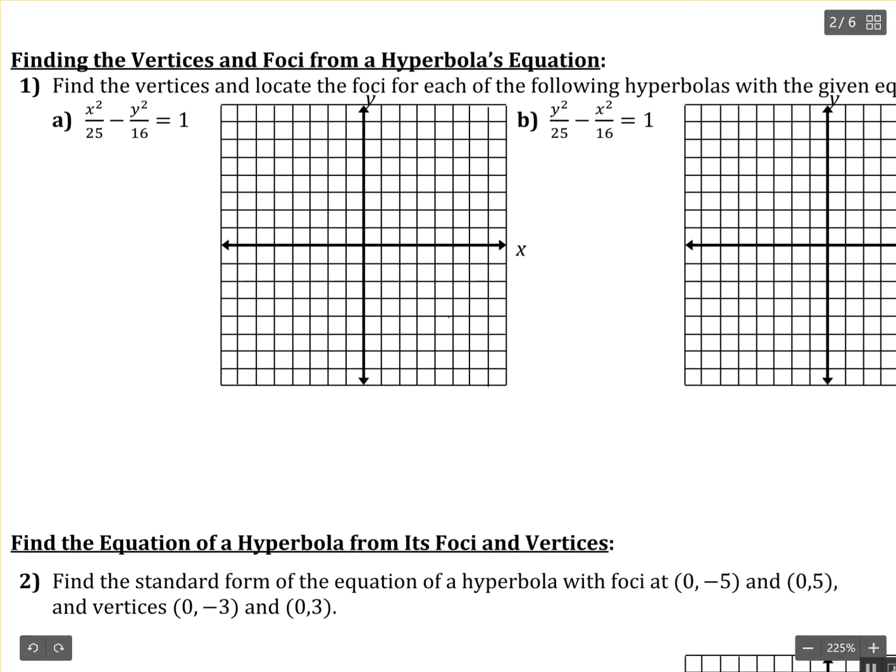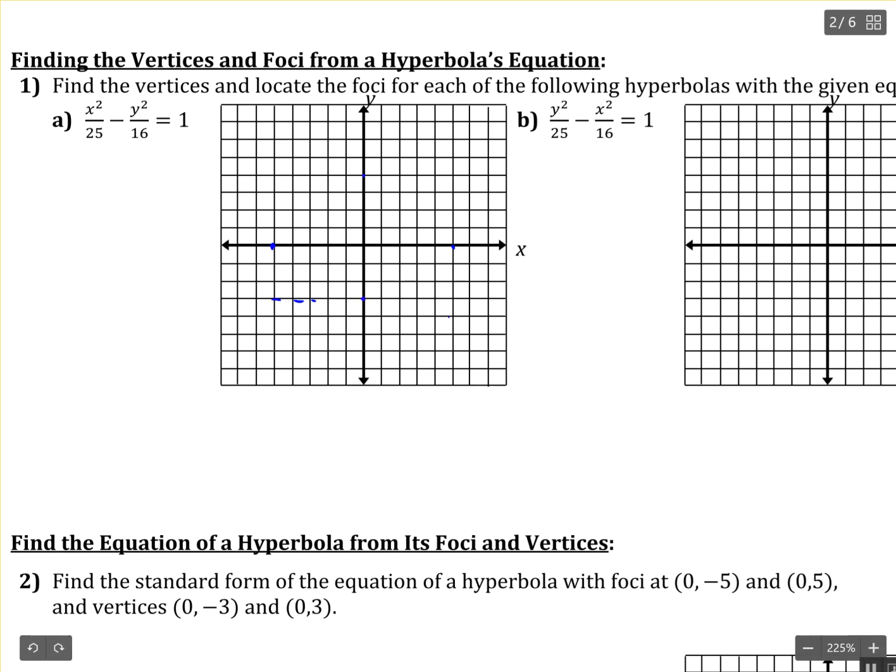All right, so finding the vertices and the foci from a hyperbola's equation. Let's find the vertices and locate the foci for x squared over 25 minus y squared over 16. So first things first, notice the x term is positive, so it opens horizontally, right? The transverse axis would be a horizontal line. So let me show you the way I like to think about this. 25 is under the x squared, so I'm going to go right and left 5. And 16 is under the y squared, so I'm going to go up and down 4.